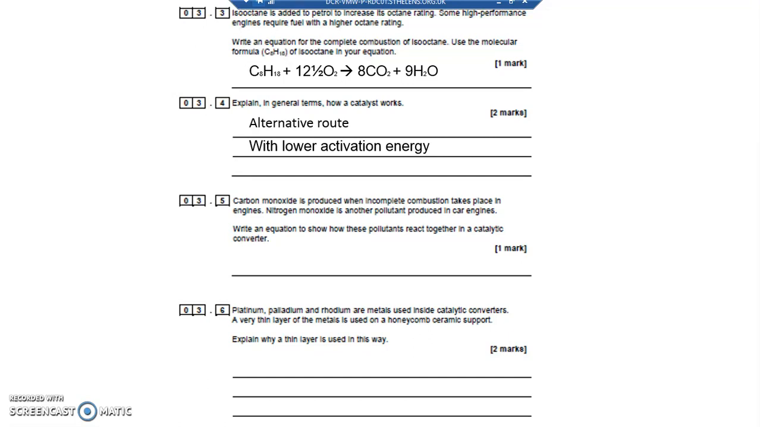Carbon monoxide is produced when incomplete combustion takes place in the engines. Nitrogen monoxide, that must be NO, like carbon monoxide is CO, is another pollutant. How can they react together? So you've got CO plus NO, and they make carbon dioxide and N2. So carbon dioxide is released into the atmosphere, it's a greenhouse gas, and nitrogen is a gas that's about 78-79% of the air anyway.